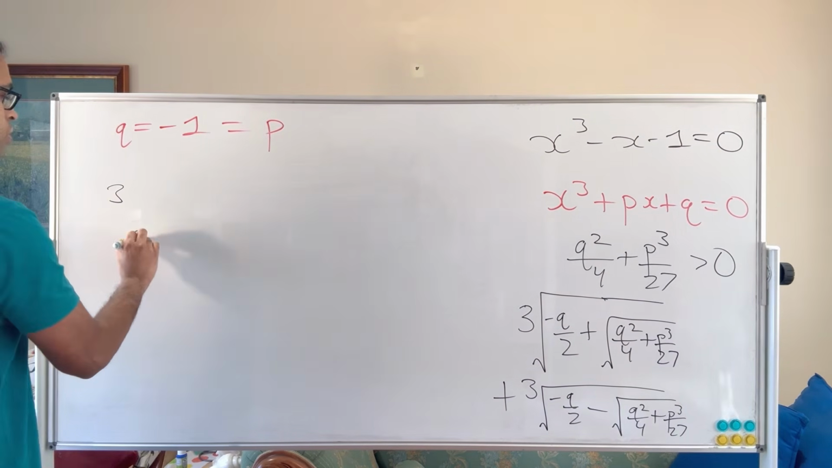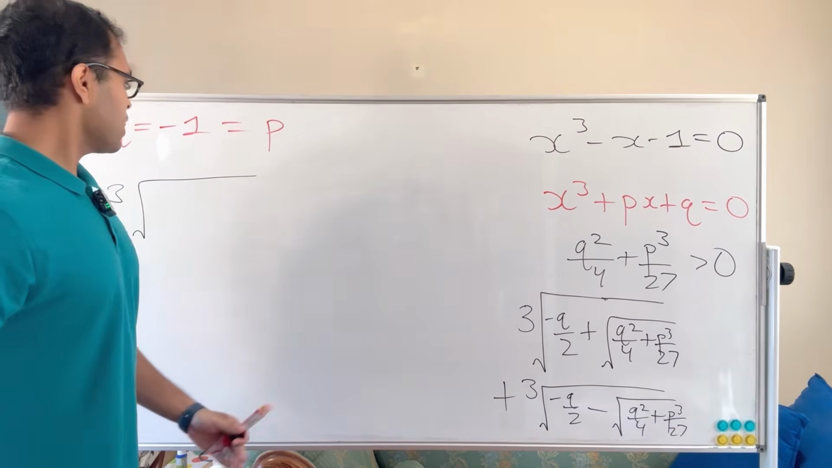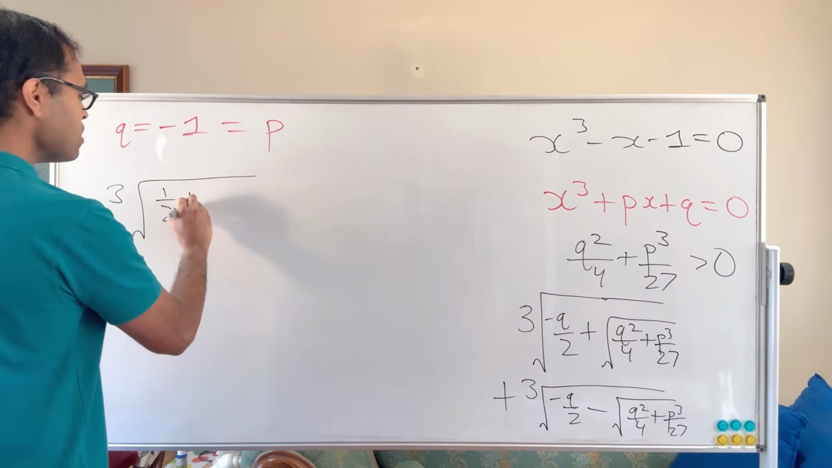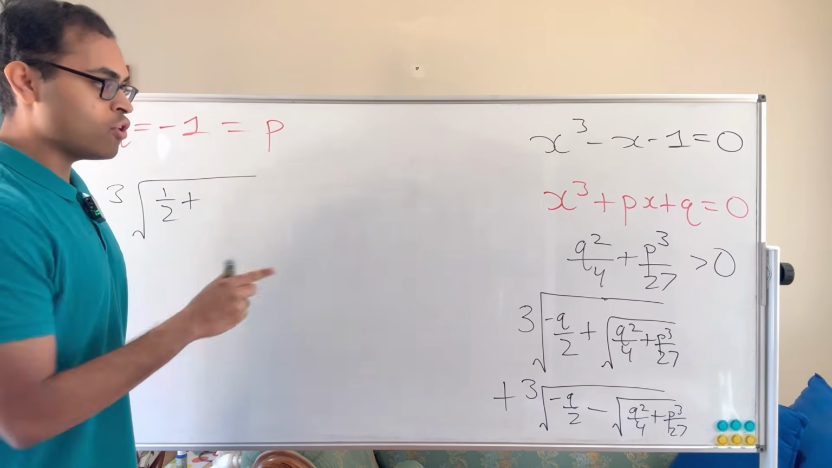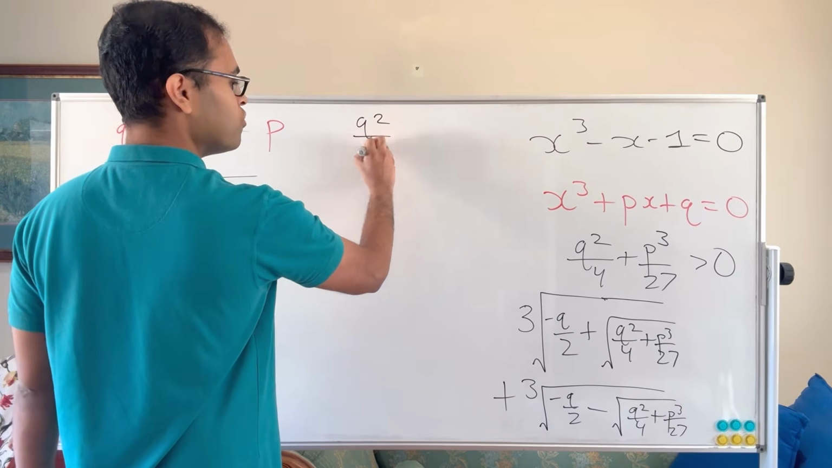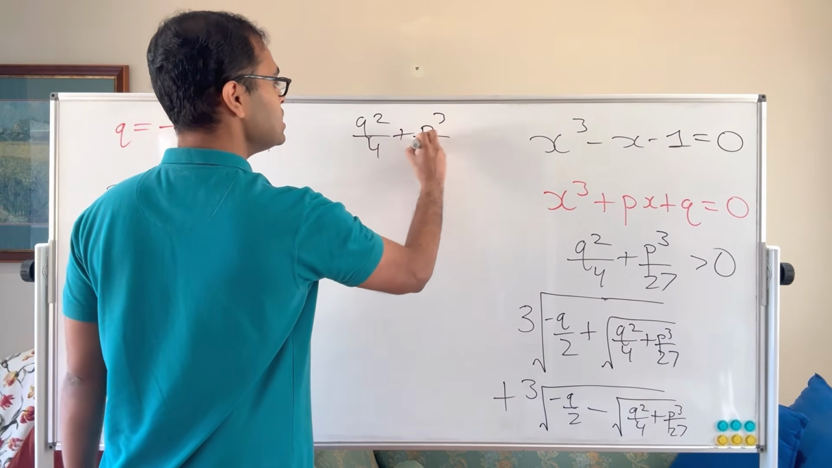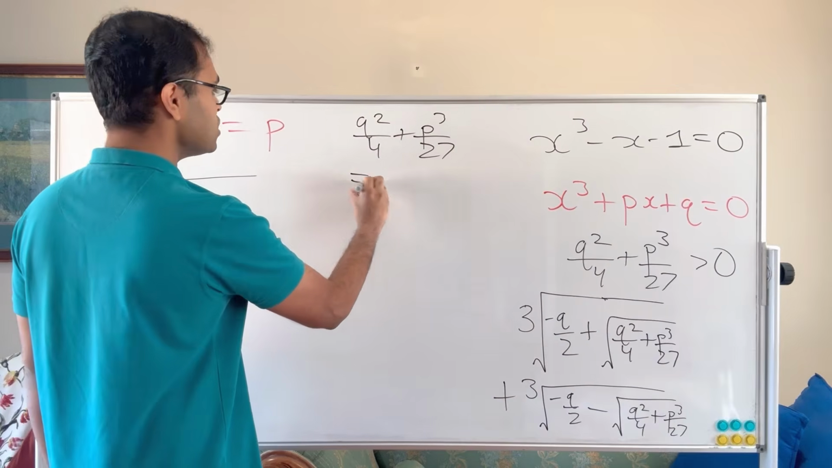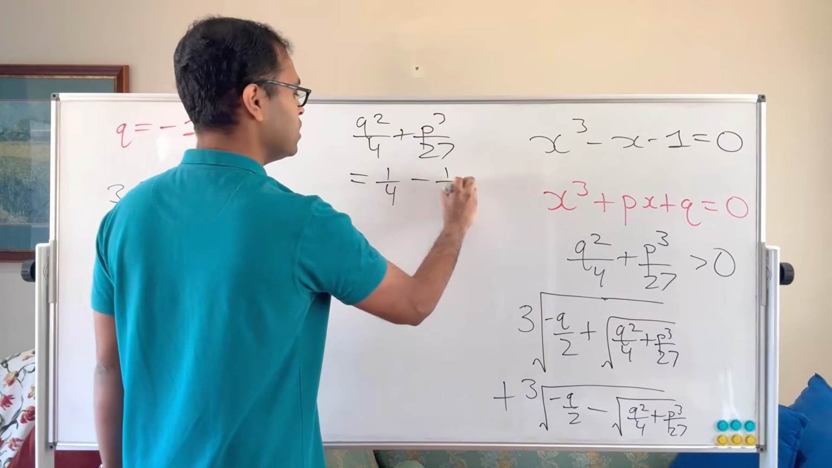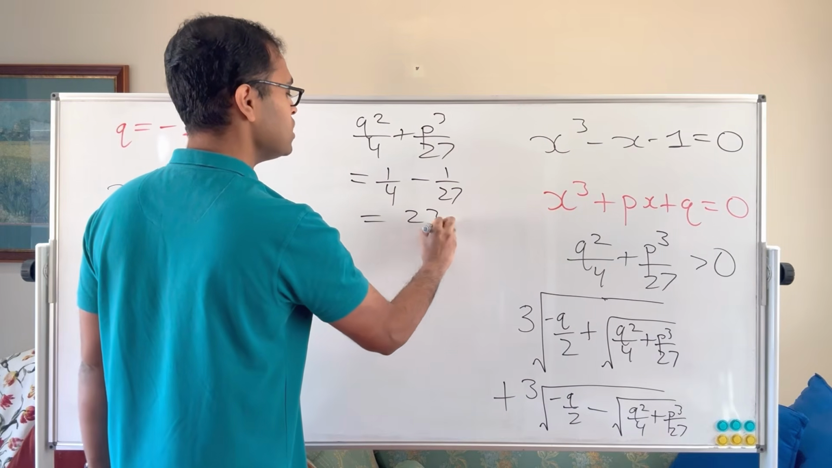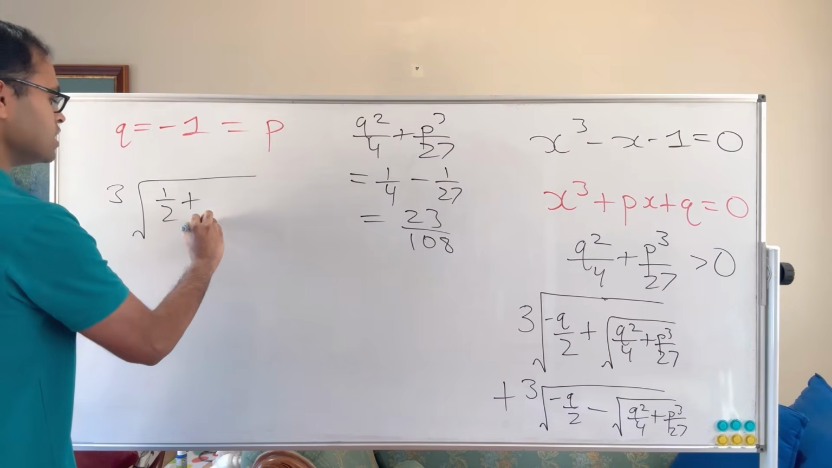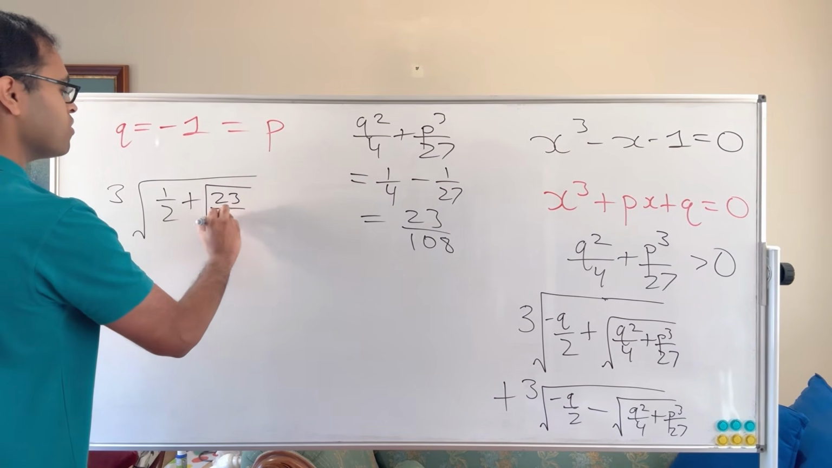So we're going to get the cube root of minus q over 2. What's minus q over 2 is going to be half, because q is -1, and then we're going to add on the square root of q squared over 4 plus p cubed over 27. It helps just to figure out what that is. q squared over 4 plus p cubed over 27 is just going to equal 1 over 4 minus 1 over 27. And if you make a common denominator, that's 23 over 108. Okay, so that's pretty cool. So we're going to get this plus the square root of 23 over 108.